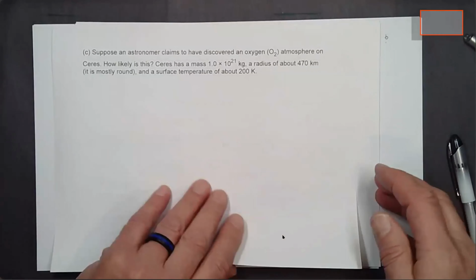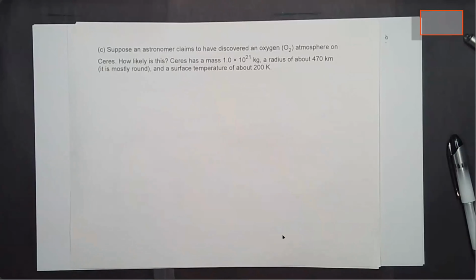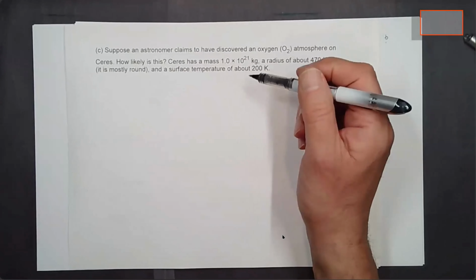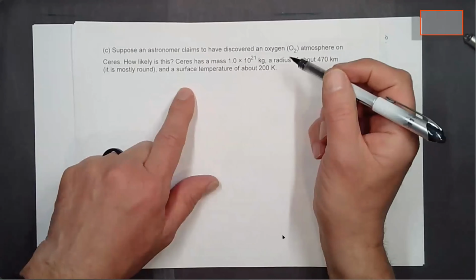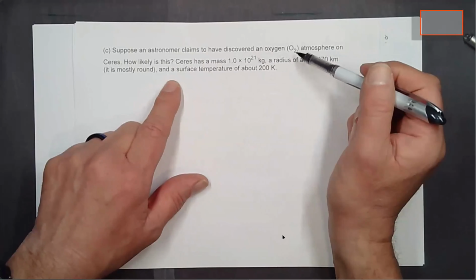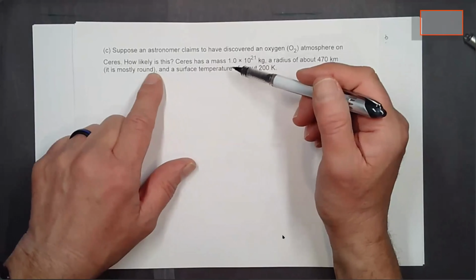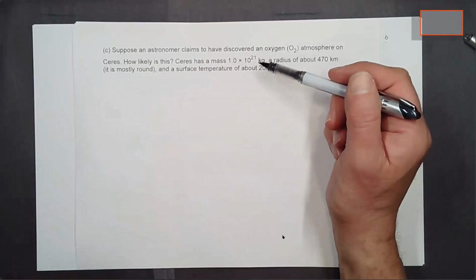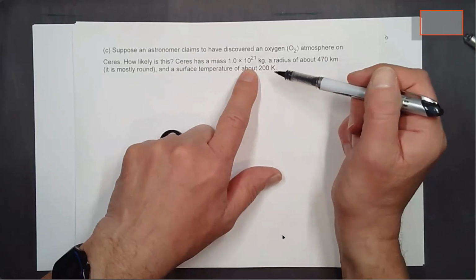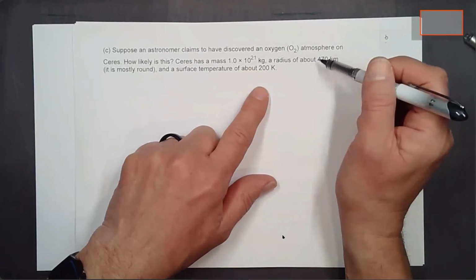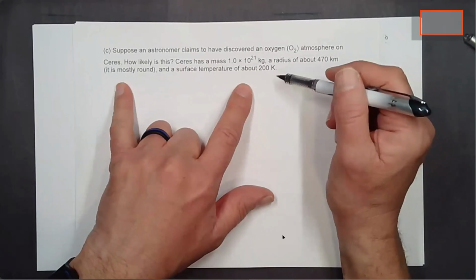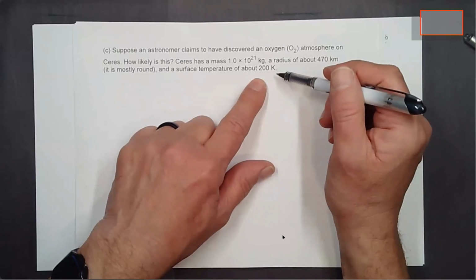Okay. Suppose an astronomer claims to have discovered an oxygen atmosphere on Ceres. Ceres we dealt with on one of our problems in our gravitation unit. You imagine spinning it up to make it have an artificial gravity. But suppose somebody claims they saw oxygen in an atmosphere on Ceres, and it's got a mass of 1.0 times 10 to the 21st kilogram, radius of about 470 kilometers, mostly round, and a surface temperature of around 200 Kelvin.